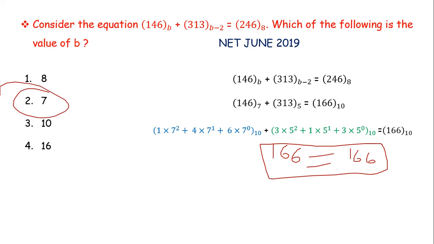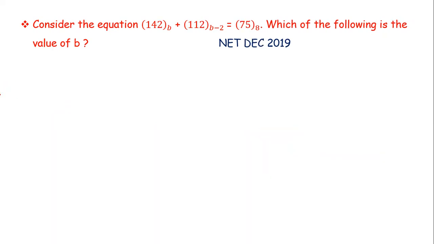This was the question that was asked in June. Then a similar type of question was asked again in the December exam. Here you can see our equation is 142 base b plus 112 base b minus 2 equals 75 base 8. Then which of the following is the value of b?